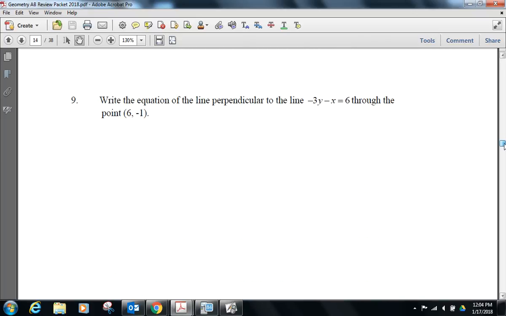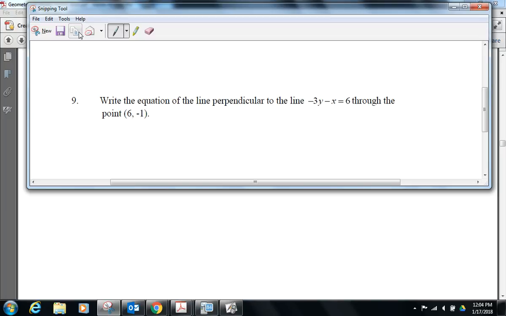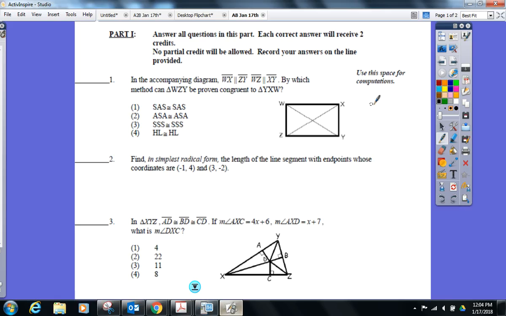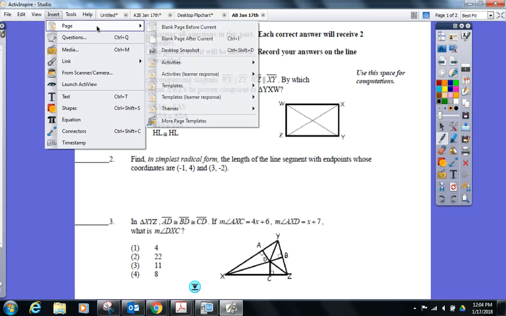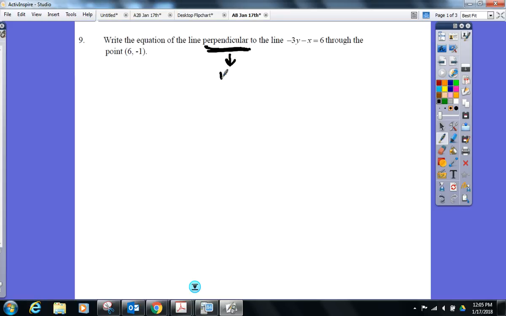Number 9. Okay, writing equation of a line perpendicular. All right, here we go, everybody. Number 9. Midterm review number 2, number 9. Okay, first thing, write the equation of a line perpendicular. What are we thinking about perpendicular lines? Slopes are negative reciprocals. So we got to remember the slopes, negative reciprocals.